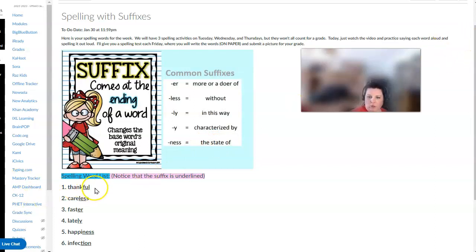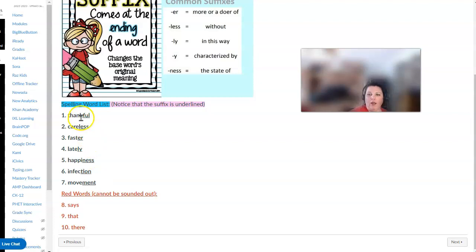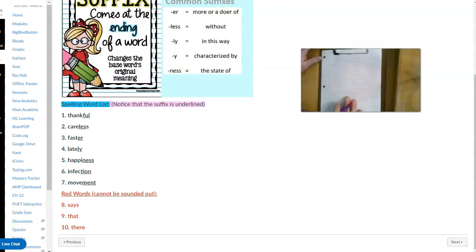So the spelling words this week are thankful, careless, faster, lately, happiness, infection, movement, and our red words that are difficult to sound out, and they're really great to just memorize. These are the words says, that, there. Now, I'm going to switch my camera to my document camera so that you can see me writing these words as well. Back to the word thankful.